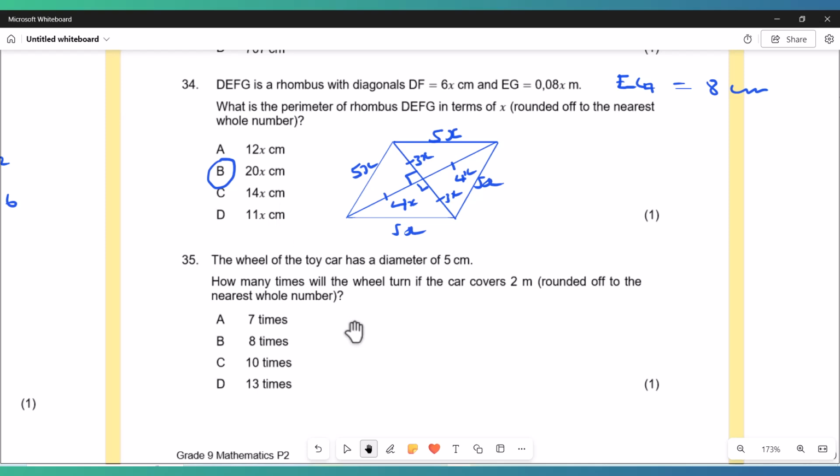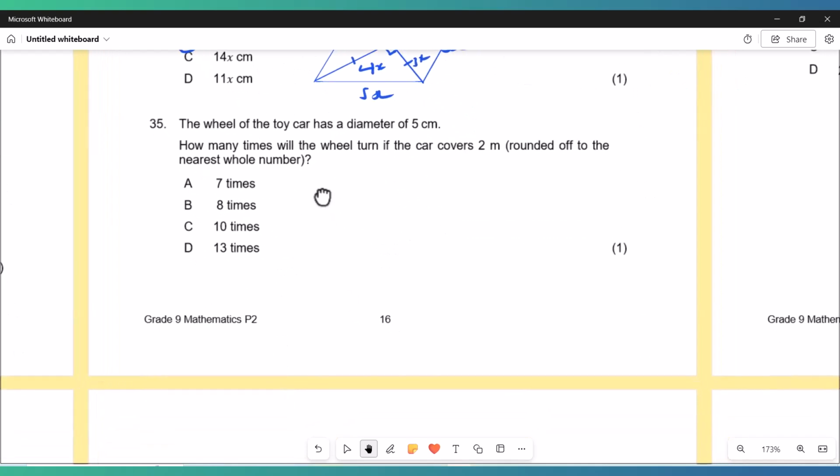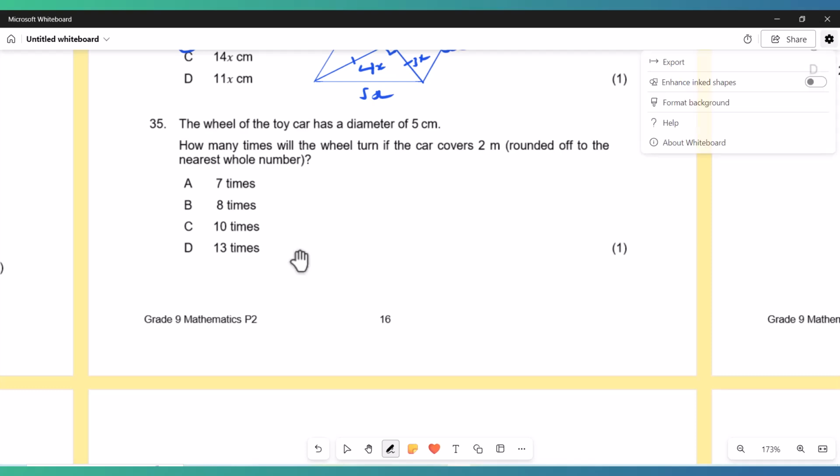Question 35, they say here that the wheel of the toy car has diameter 5 centimeters. How many times will the wheel turn if the car covers 2 meters, to the nearest whole number? Now the wheel of the toy car has that diameter there, and then let's find out.